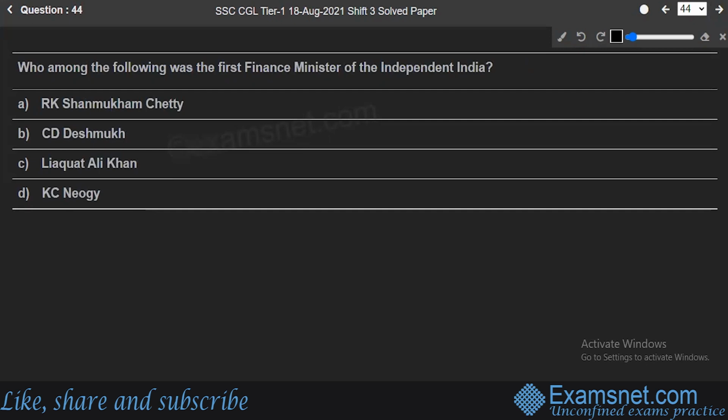Question number 44. Who among the following was the first finance minister of independent India? Is it R.K. Shanmukham Chetty, C.D. Deshmukh, Liaquat Ali Khan, or K.C. Neogy?